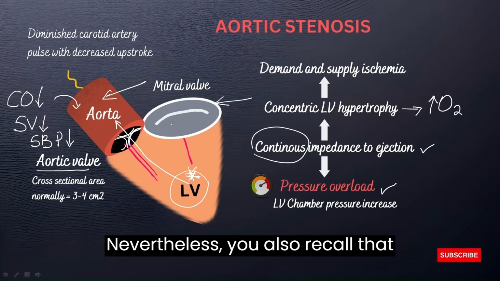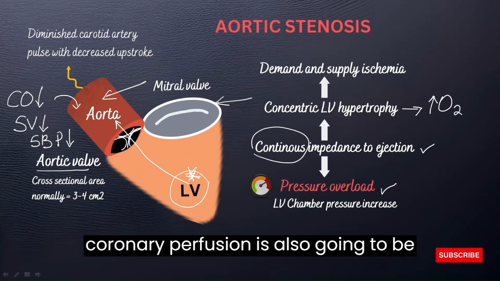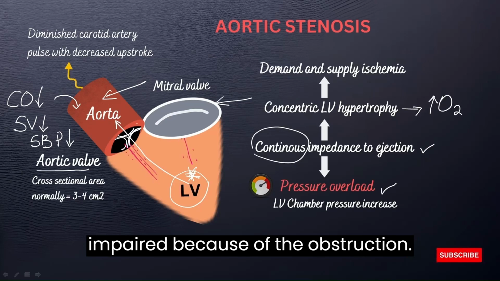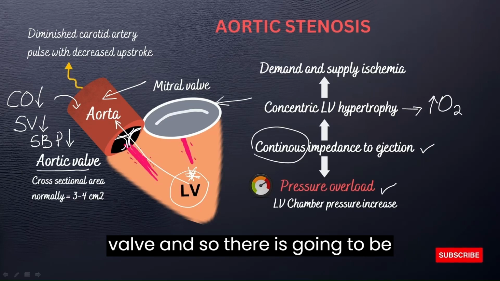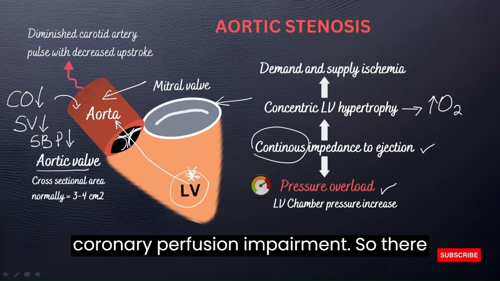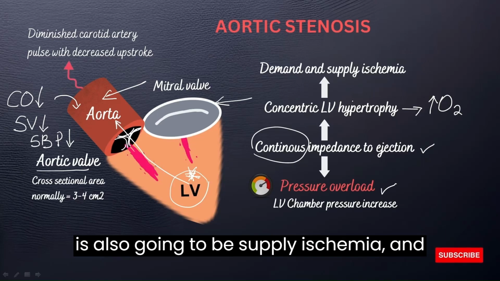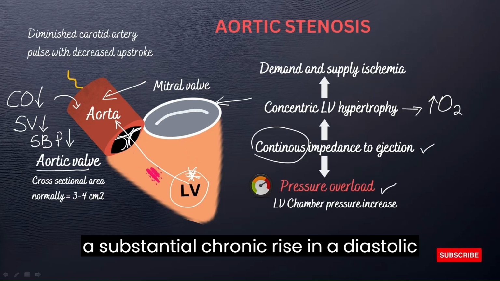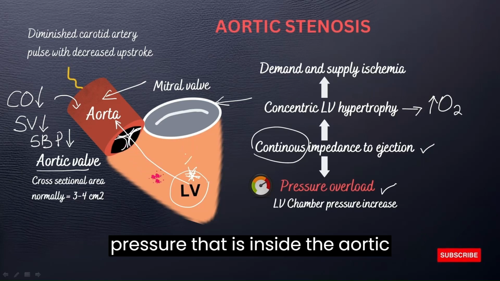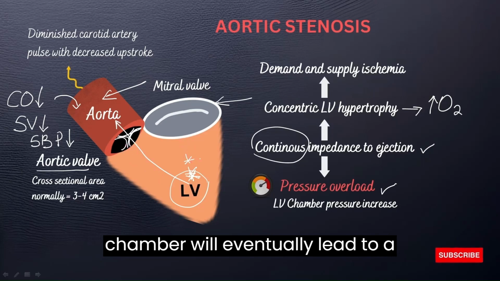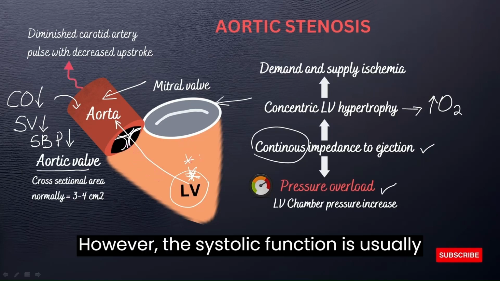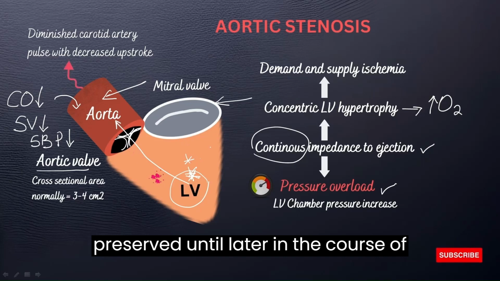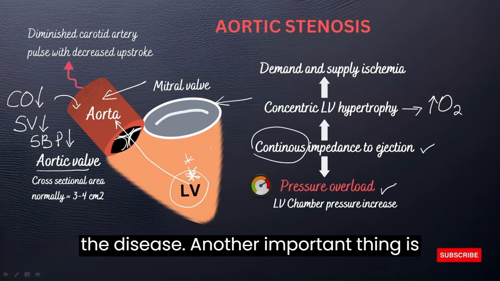Nevertheless, you also recall that coronary perfusion is also going to be impaired because of the obstruction. Blood doesn't get through the aortic valve, and so there is going to be coronary perfusion impairment. So there is also going to be supply ischemia. And a substantial chronic rise in the diastolic pressure that is inside the aortic chamber will eventually lead to a congestive heart failure. However, the systolic function is usually preserved until later in the course of the disease.